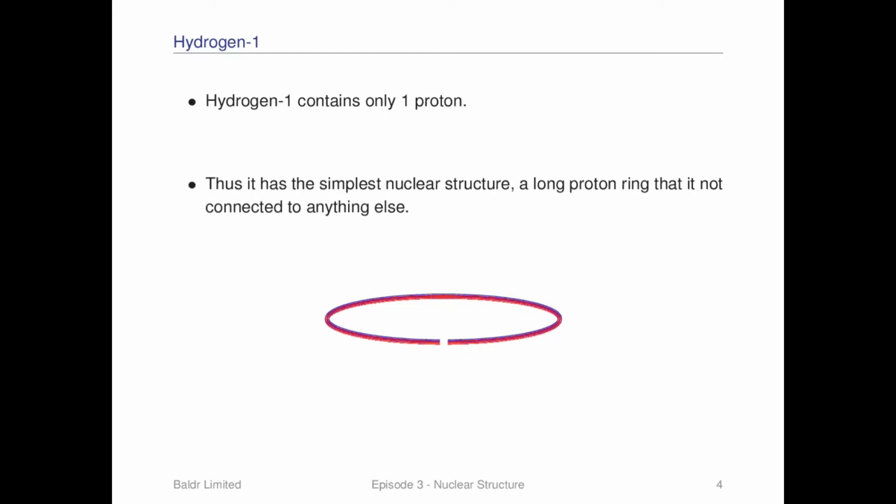So let's start at the beginning with hydrogen 1, which is also the easiest case as its nucleus only consists of one single proton, as shown at the bottom here. Thus its nuclear structure is very boring. It's just this lone proton ring sitting on its own in the middle of the nucleus.